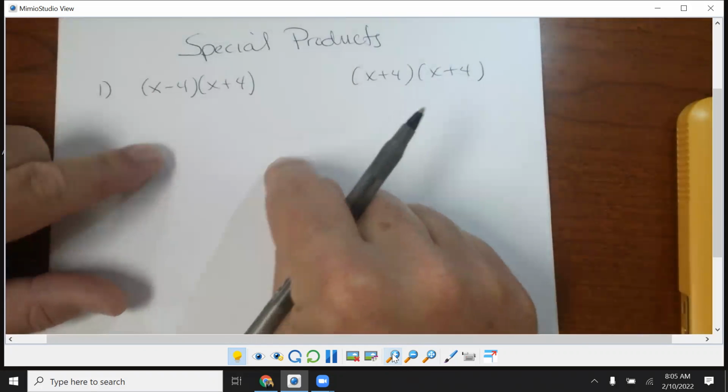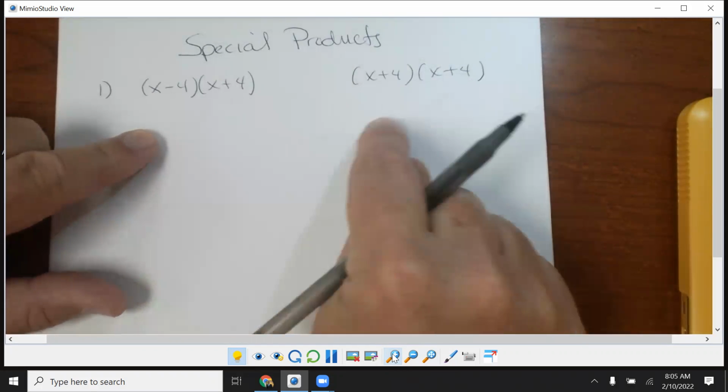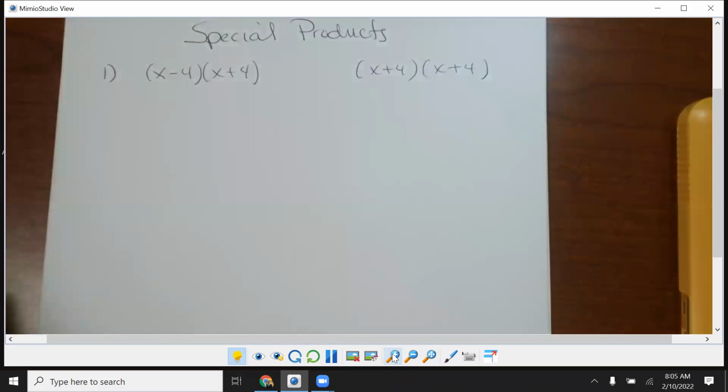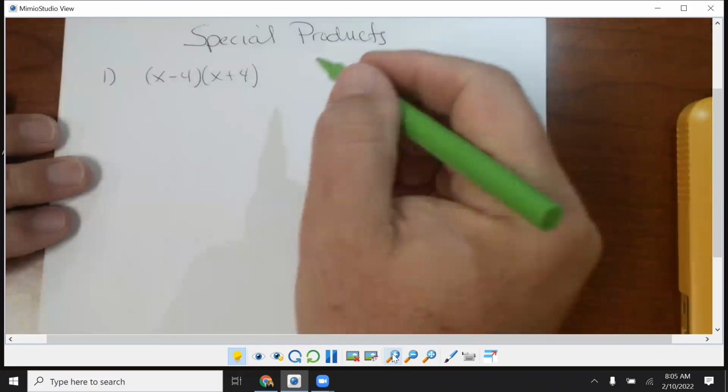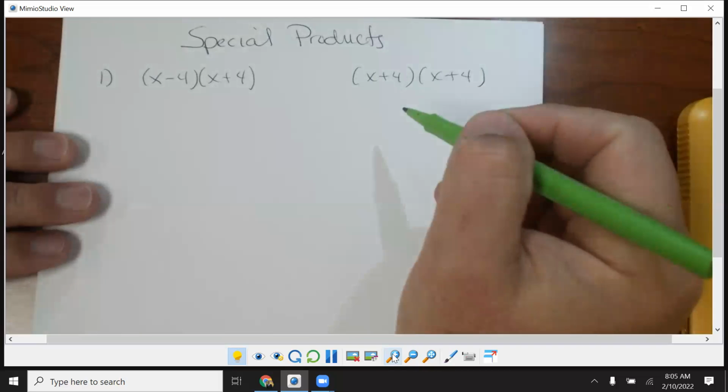So I'm going to work these. There are two ways you can do it. You can do the box method or the distributive method. I'm going to do the double distributive method so you can see it, just because I prefer it that way. And then once I get through, let's talk about it.